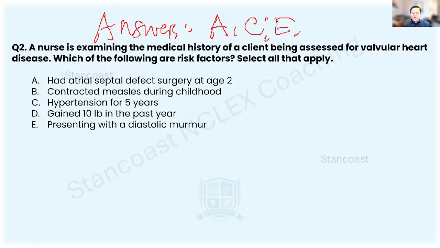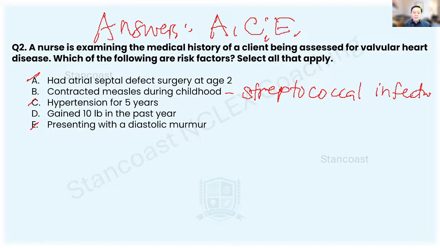Now, for letter A, what's the rationale for that one? When the person has a history of congenital heart defect, let's say an ASD, if they have that condition, of course, they're going to end up with valvular heart disease, okay? If you answered letter B, contracted measles during childhood, this is not a risk factor for developing the heart valve problem. However, during childhood, what is common is the streptococcal infection, or the rheumatic heart disease, RHD. These are the known infections that can lead to valvular heart disease in later life.